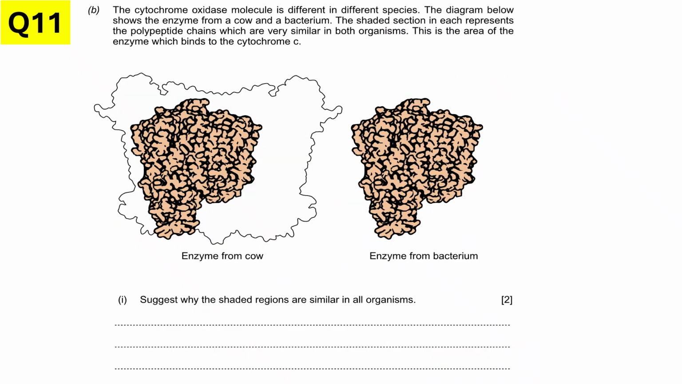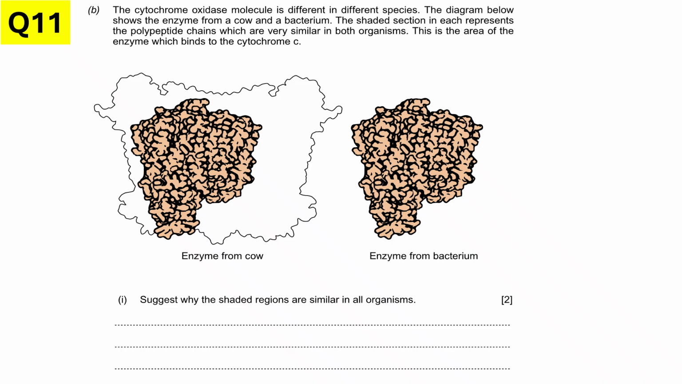Now the next part of the question says the cytochrome C oxidase molecule is different in different species. The diagram below shows the enzyme from a cow, which is this one on the left, versus a bacterium. The yellow or the orange shaded section, though, in each represents the polypeptide chains, which are very similar in both organisms. That means this primary structure, this polypeptide chain, is highly conserved, which means this part of the protein has a very similar tertiary structure because it's a very, very important protein or enzyme, if you like, in aerobic respiration.